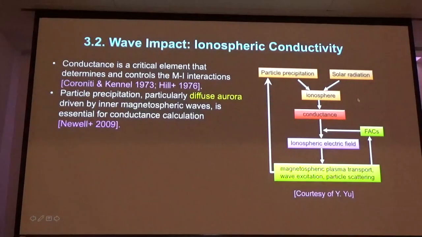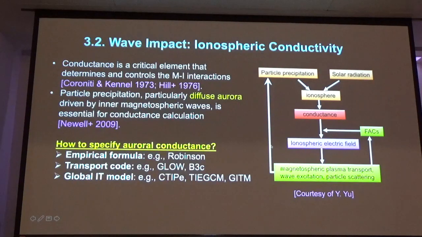Then I'd like to move on to the wave impact on the ionospheric conductivity part. Conductivity is known to be a critical element because it can affect the ionospheric electric field distribution, which in turn influences the magnetospheric plasma transport, wave excitation, and particle scattering. Those processes ultimately determine the particle precipitation. And the particle precipitation, especially the diffuse aurora driven by the inner magnetospheric waves, is essential for the conductance calculation.